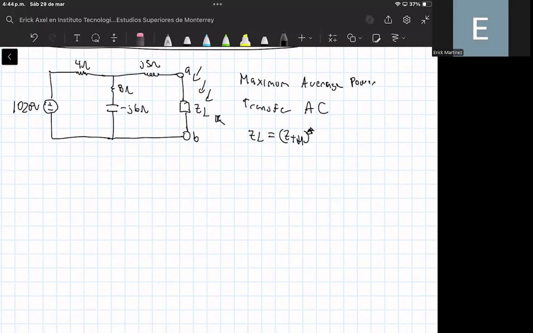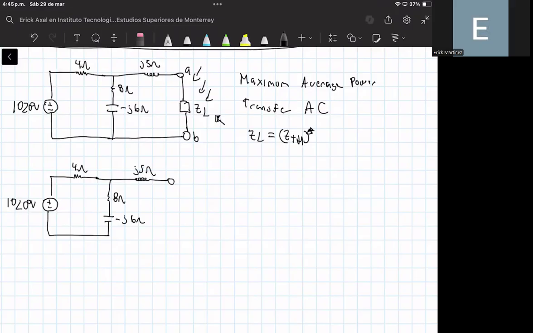So I will redraw the circuit as follows. First, we have here a voltage source, with the following angle. Here we have a 4 ohm resistor. Here we have an 8 ohm resistor. And here we have the capacitor. And here we need to write the value of the inductor. And here we have the terminals of the circuit.